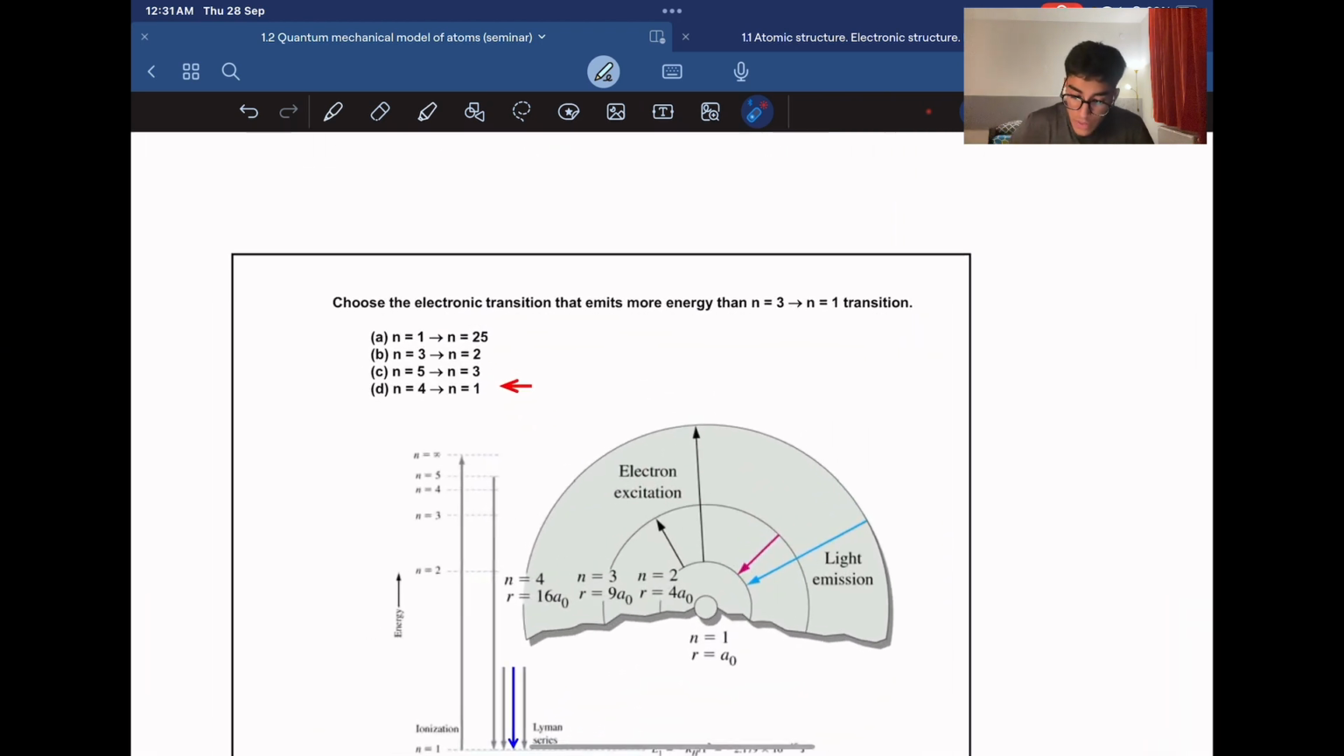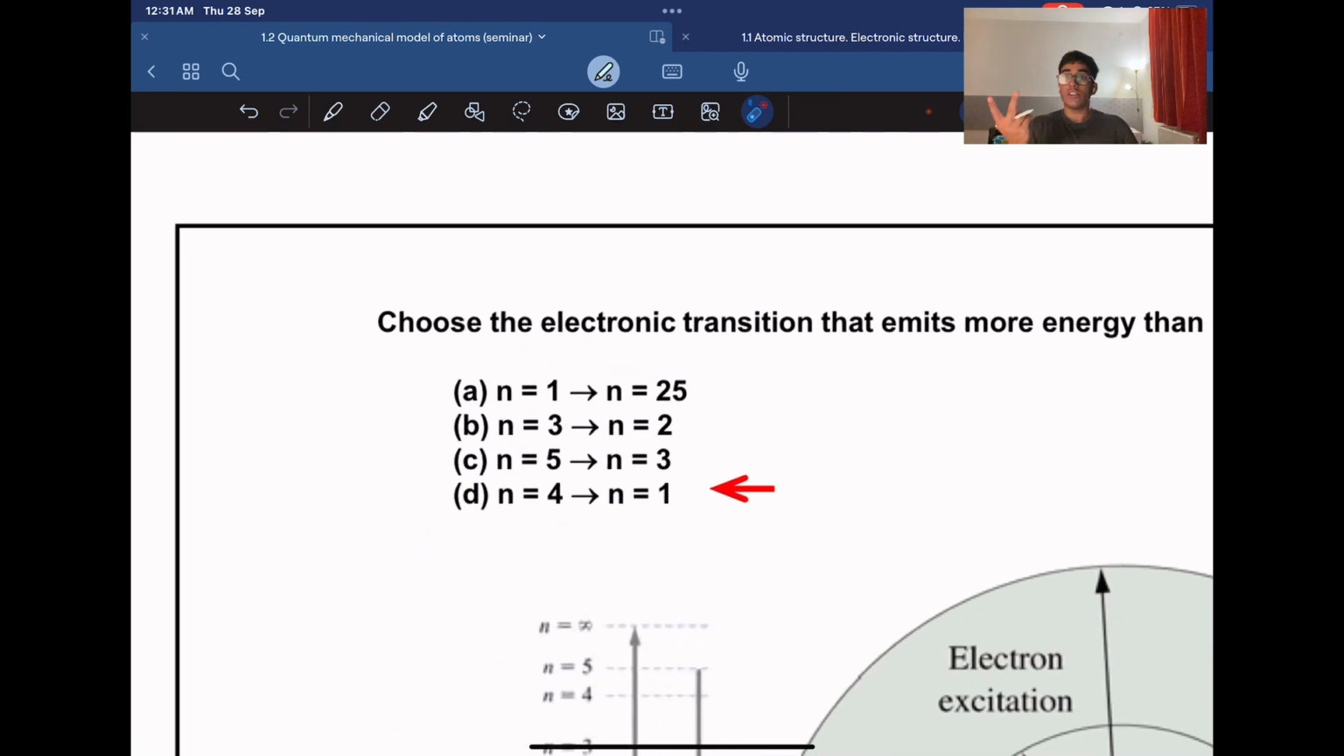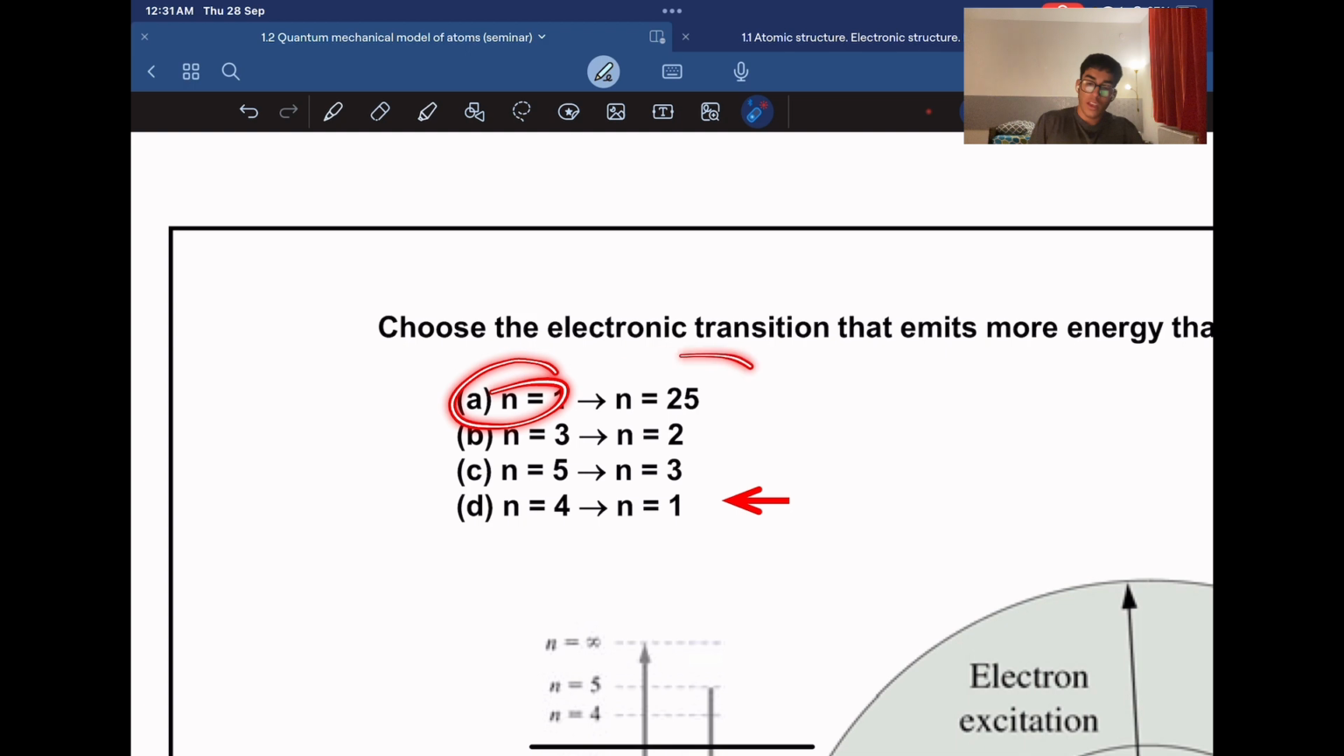We explained that. We have a question here. Let's look at this question. Which electronic transition emits more energy than n3 to n1? 3 to 1 is a difference of 2 energy levels. Okay. Now we just need to look at which option has a difference bigger than 2 energy levels. So let's look at that.